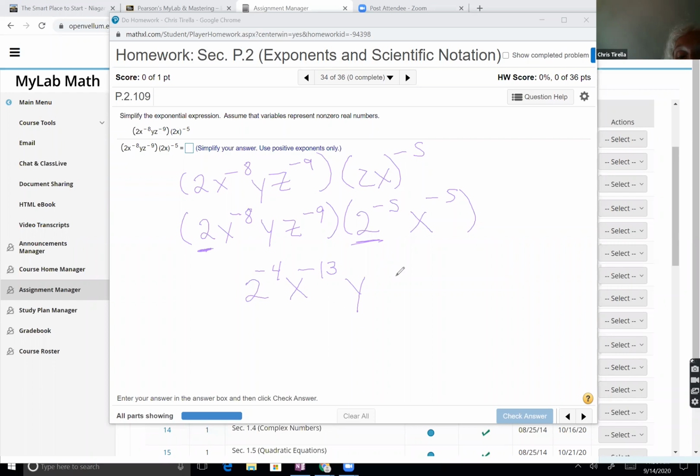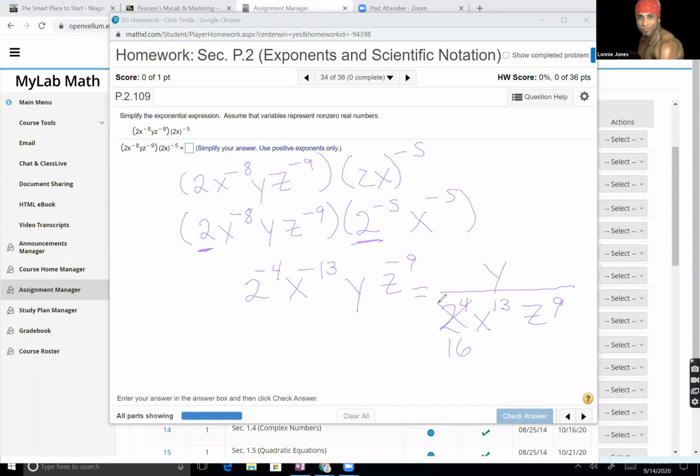Y and z can be done the same way. Get rid of the negative exponents. Anything with a negative exponent moves to the denominator and becomes positive. Anything with a positive exponent will stay in the numerator. And then lastly, 2 to the 4th, when all is said and done, is the number 16. Yes, no, maybe? Yes. Thank you.